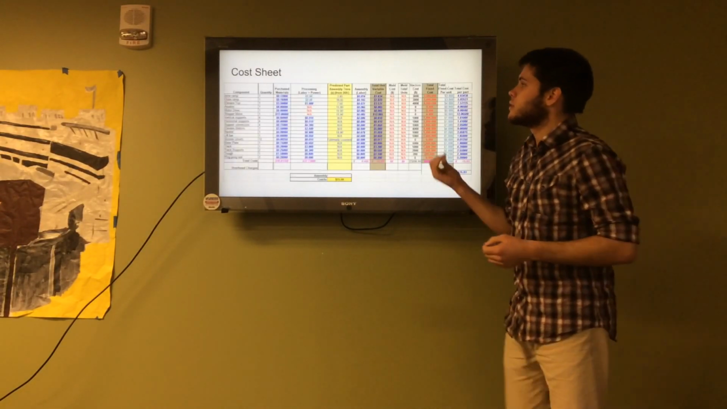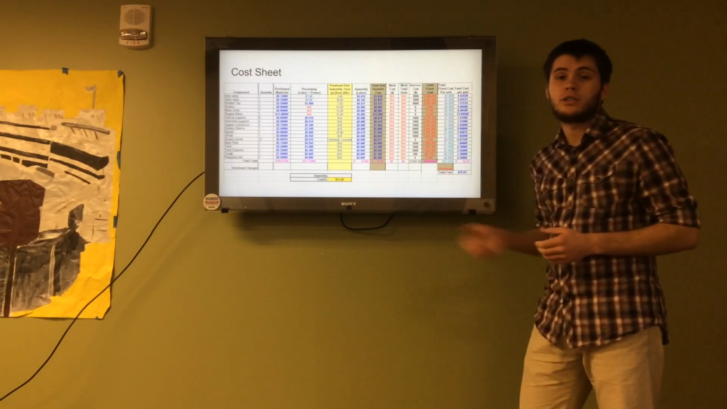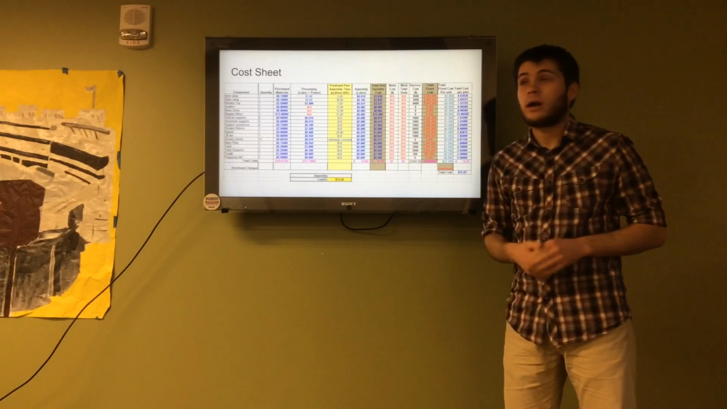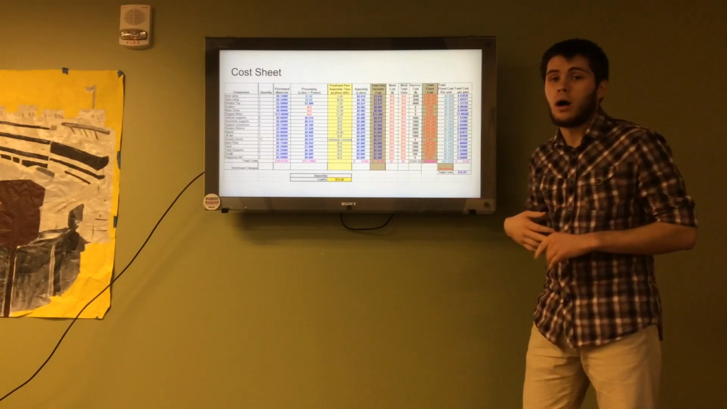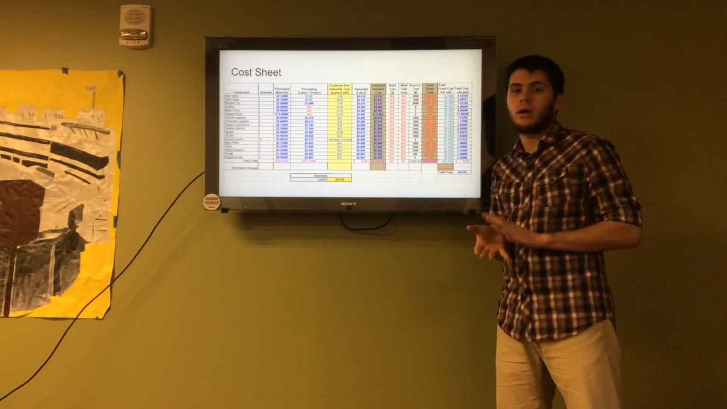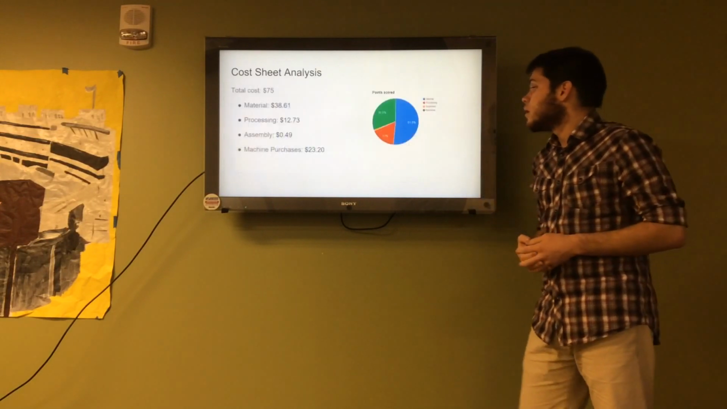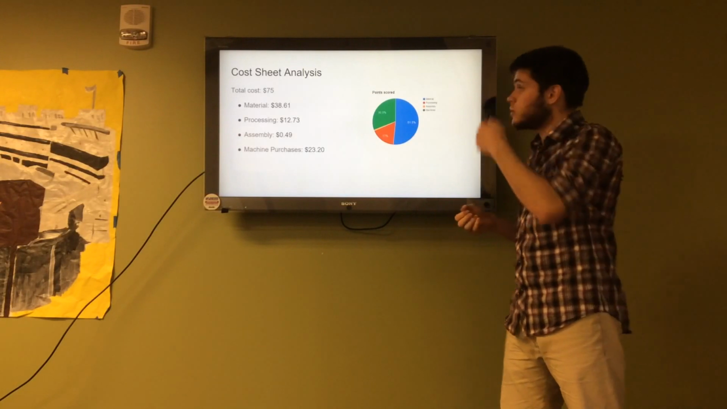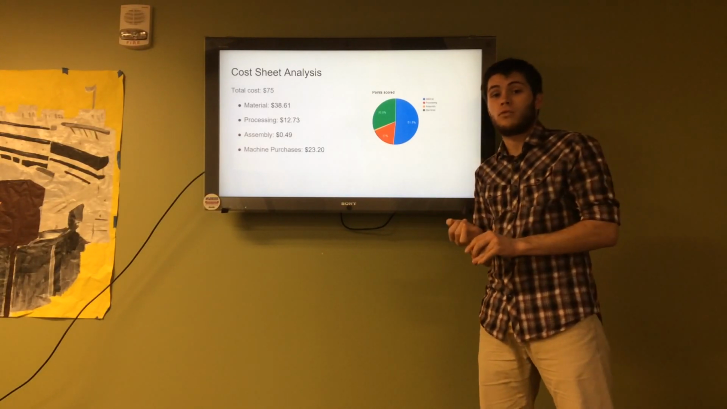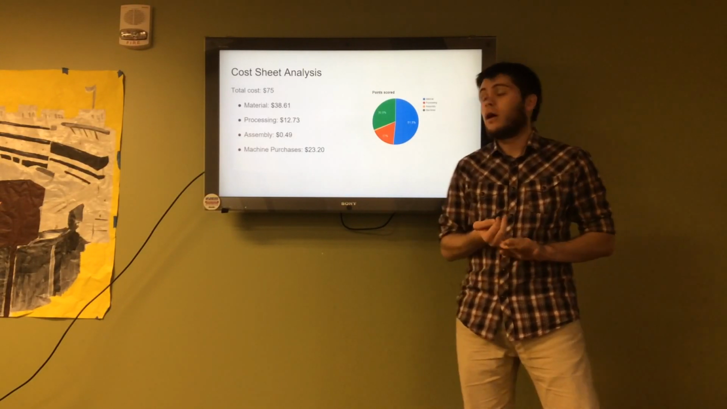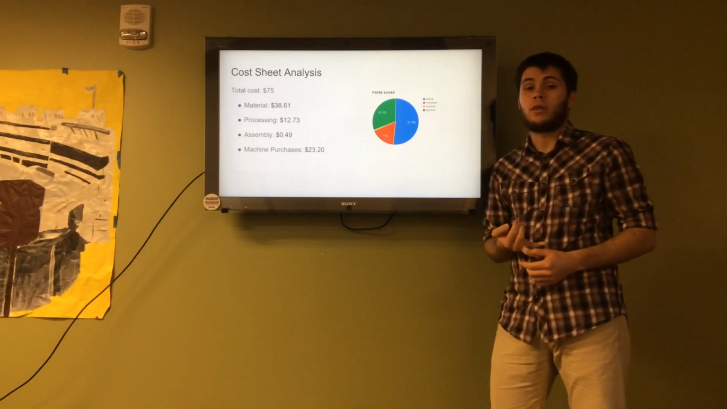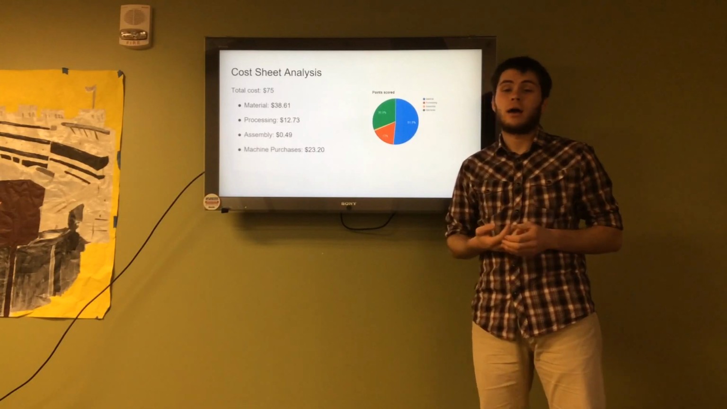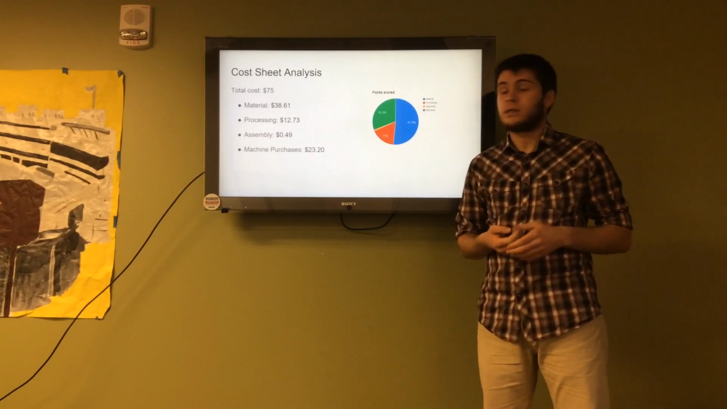We then created our economic analysis. This is our cost sheet, which is basically a whole bunch of numbers stating how much money we spent on each product. As you notice, we did not use any product molding for this product. Additionally, we broke down this cost into the different sections, specifically the raw material that we would purchase, the processing, both the labor and the power required for the machines, as well as the assembly time and the machine purchases.